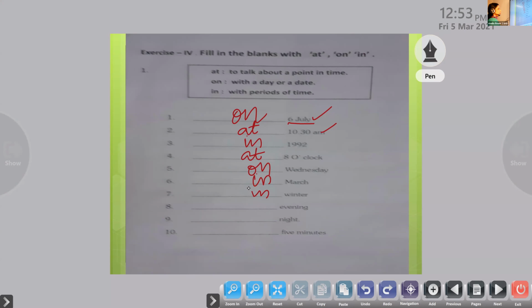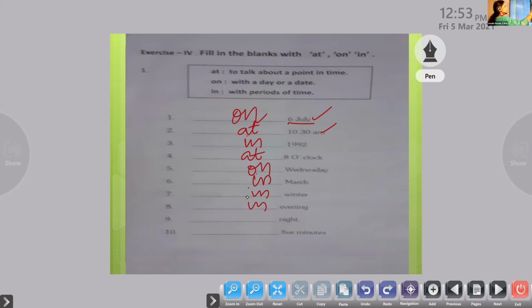Evening. With different parts of the day, evening, which preposition do we use there? In. Yes, in the evening, in the afternoon, in the morning. So we use in. Okay, Santino.